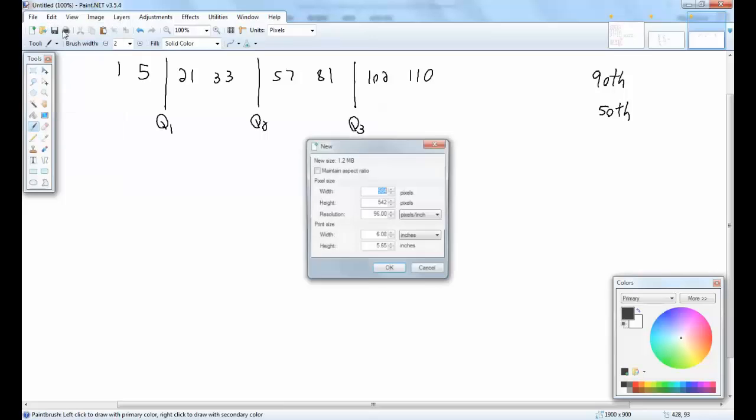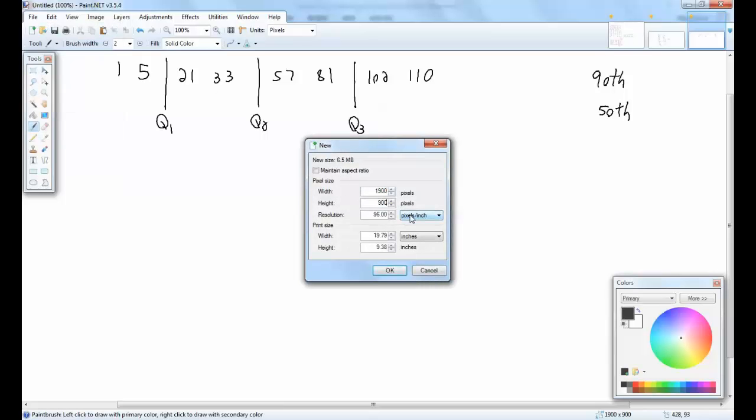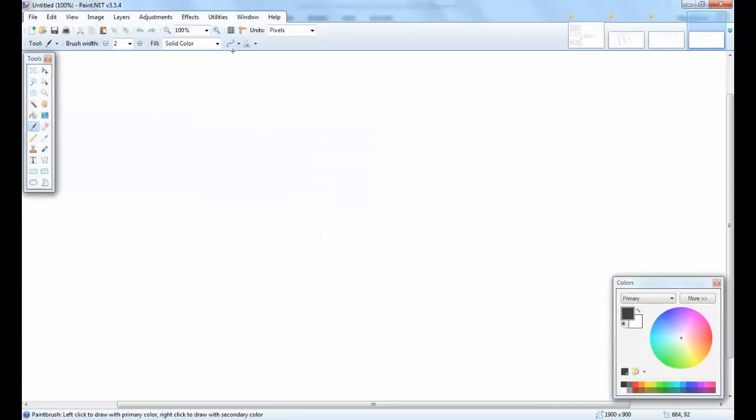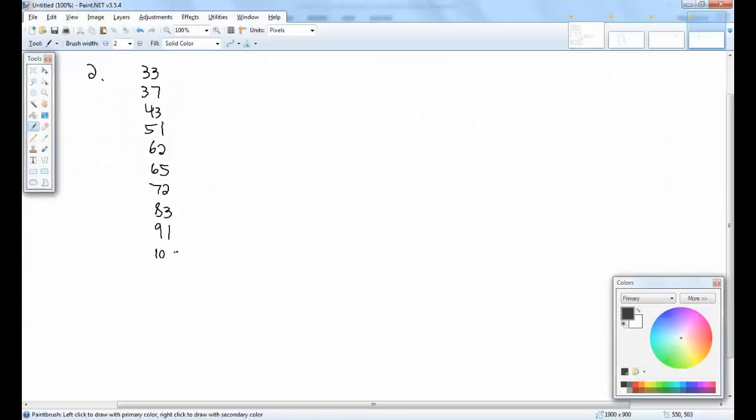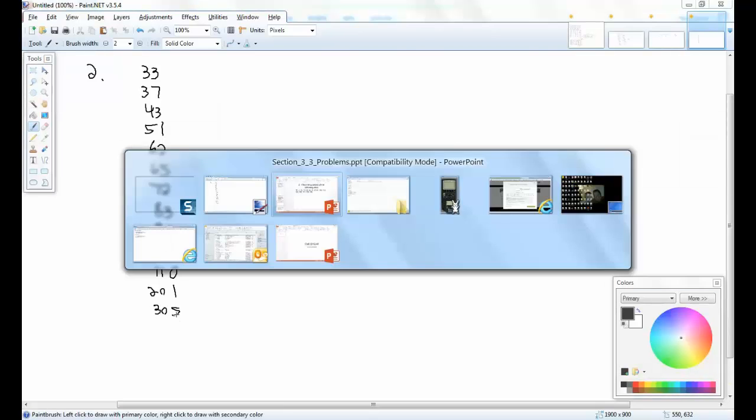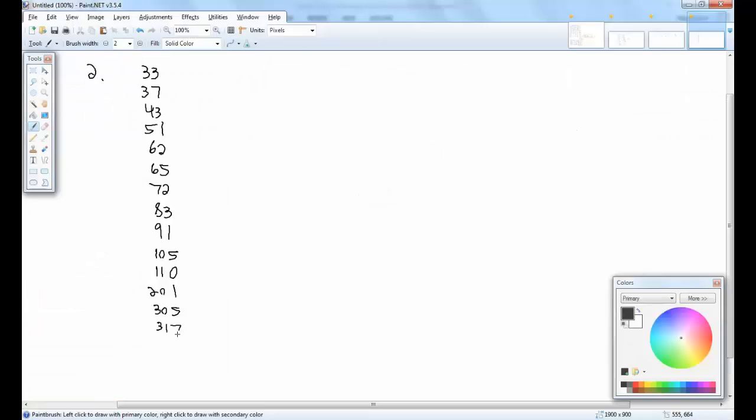Let me do a new page. So we've got 33, 37, 43, 51, 62, 65, 72, 83, 91, 105, 110, 201, 305, 317, 320, and 330.